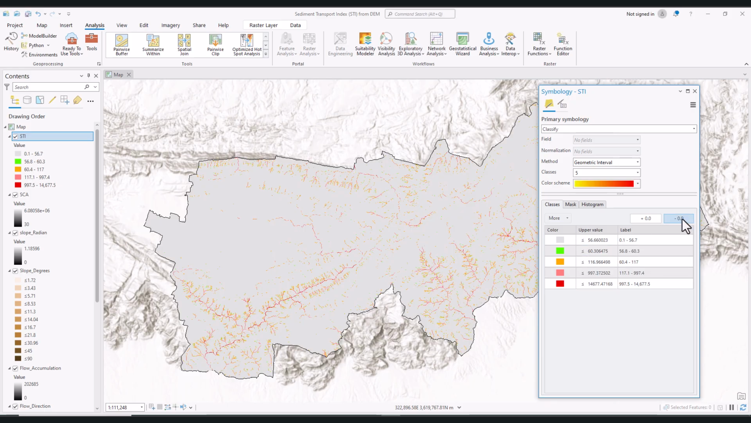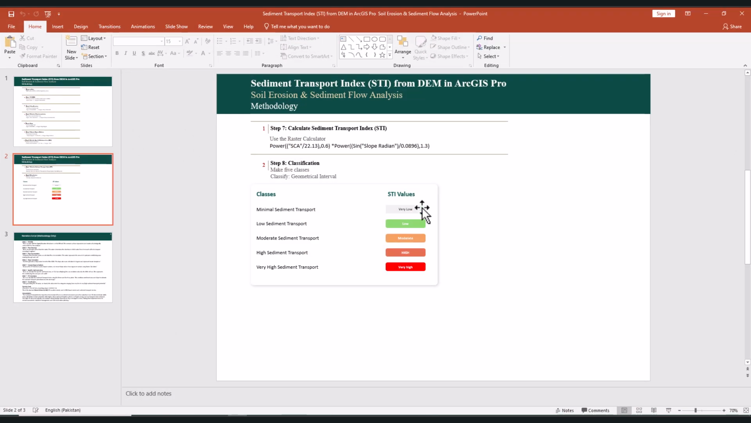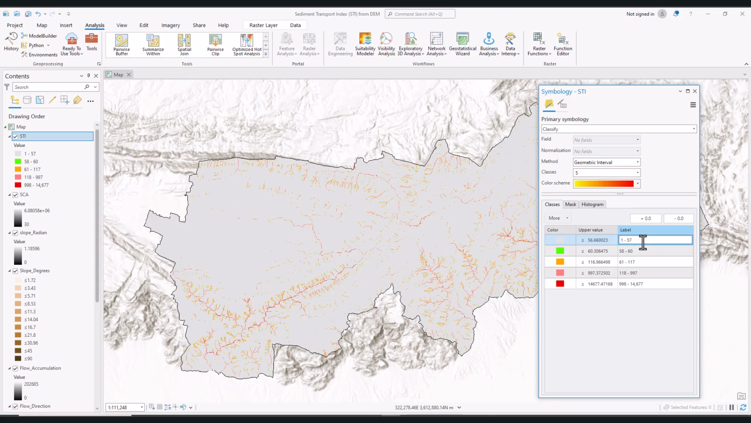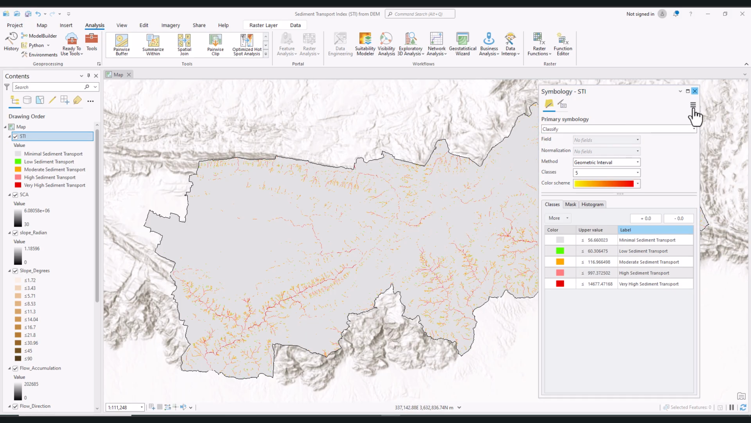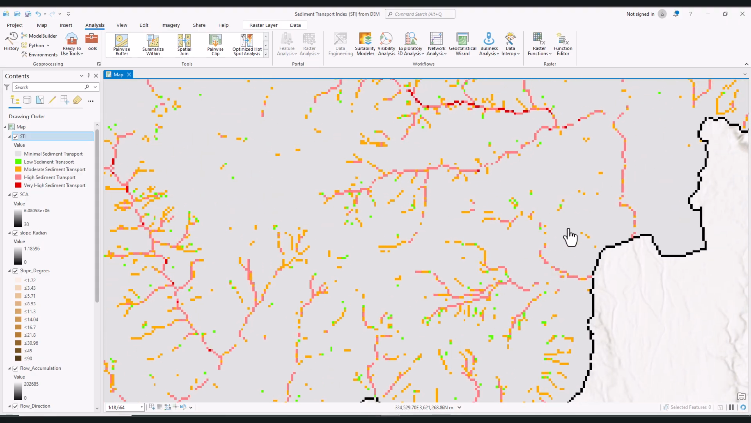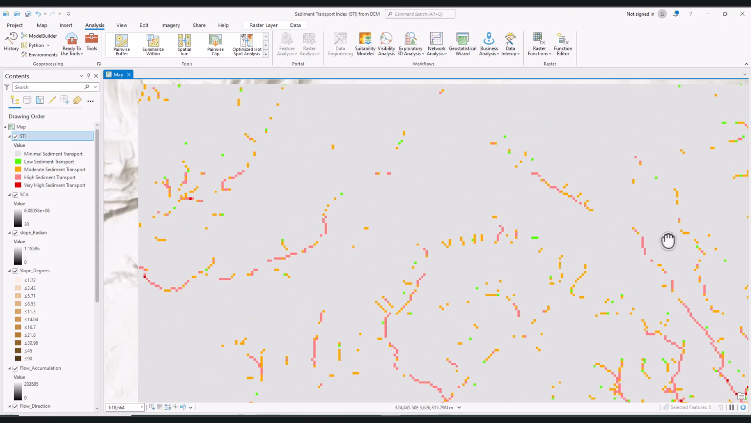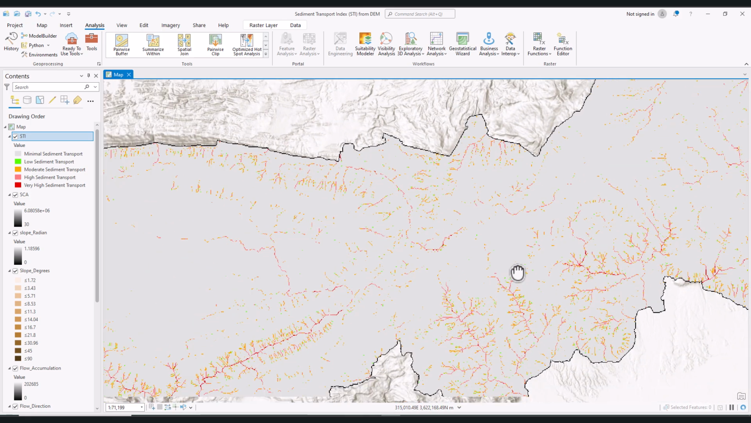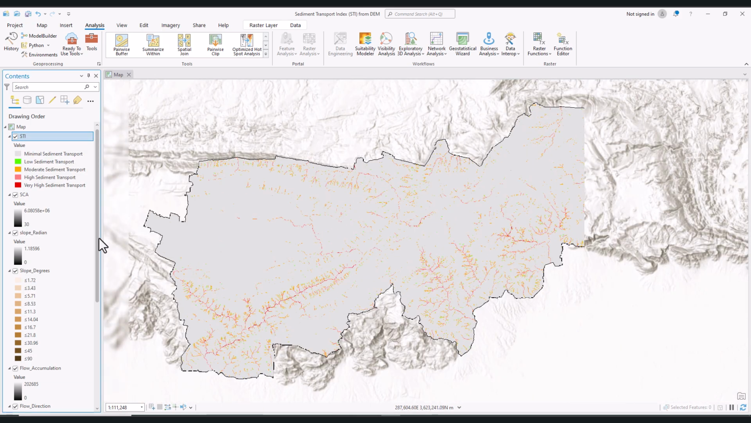The Sediment Transport Index map shows how terrain influences sediment movement across the watershed. Low STI values indicate stable areas with limited erosion potential, while higher values represent locations where runoff gains energy and can transport more sediment. Very high STI values are typically concentrated along drainage channels and flow convergence zones, making them important areas for erosion assessment, watershed management, and soil conservation planning.